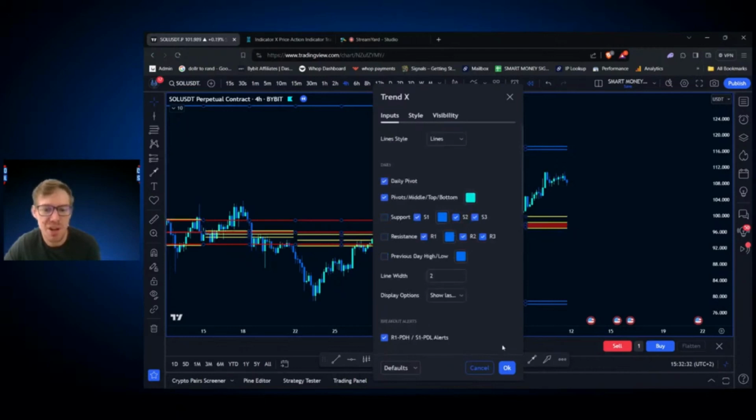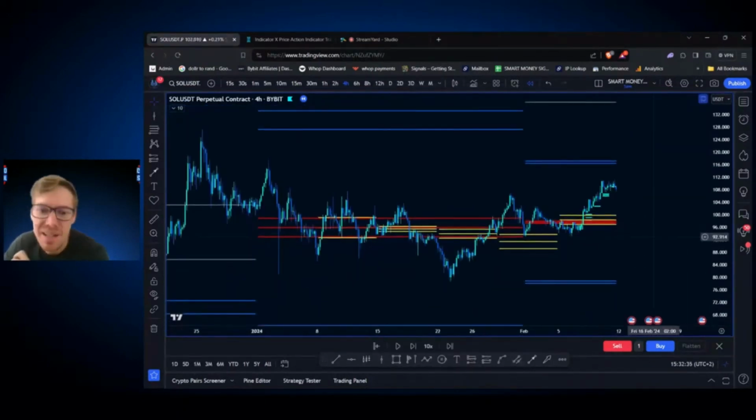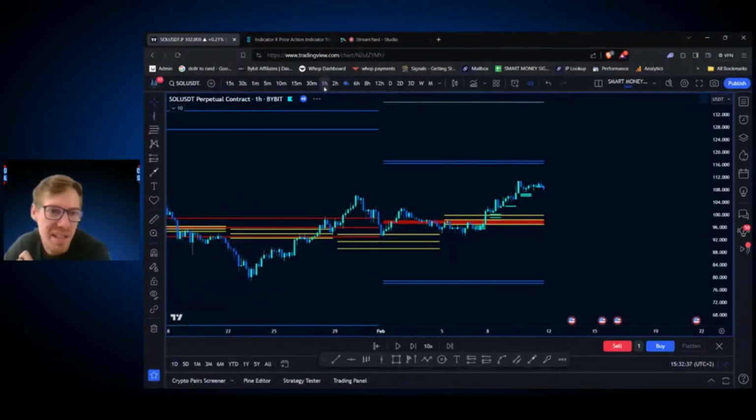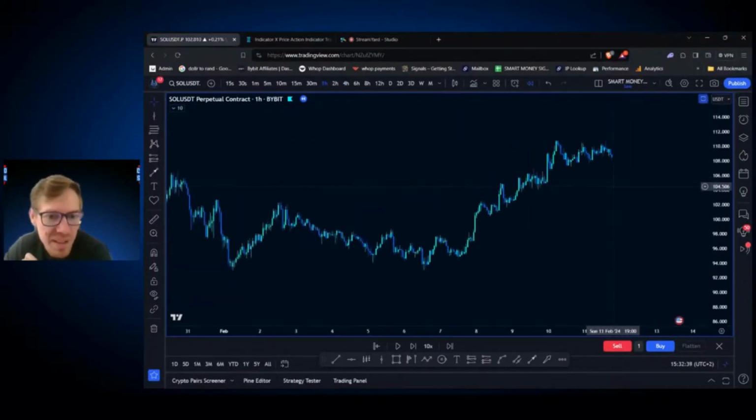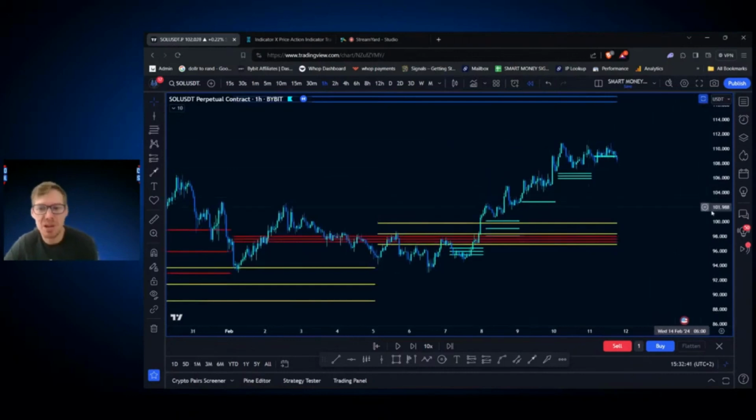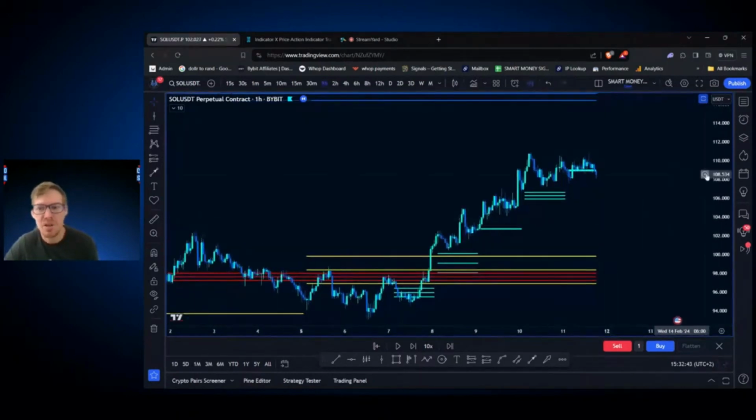So I'll show you this. If you ever have issues understanding the bias of the market, this indicator will change that forever. It'll help you identify where the market is going, what's happening in the market with ease.